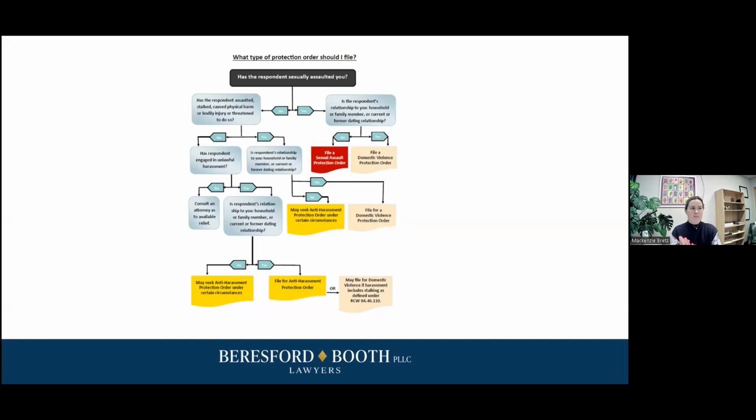There is this little chart on Snohomish County's website, helping you to figure out what type of protection order you should file. The first question is, has the respondent sexually assaulted you? Next is, is the respondent's relationship to you a household or family member or a current or former dating relationship? Do they fall under the category we just talked about in the domestic violence protection order? If they do, then you should file a domestic violence protection order. If they don't, then you should file a sexual assault protection order.